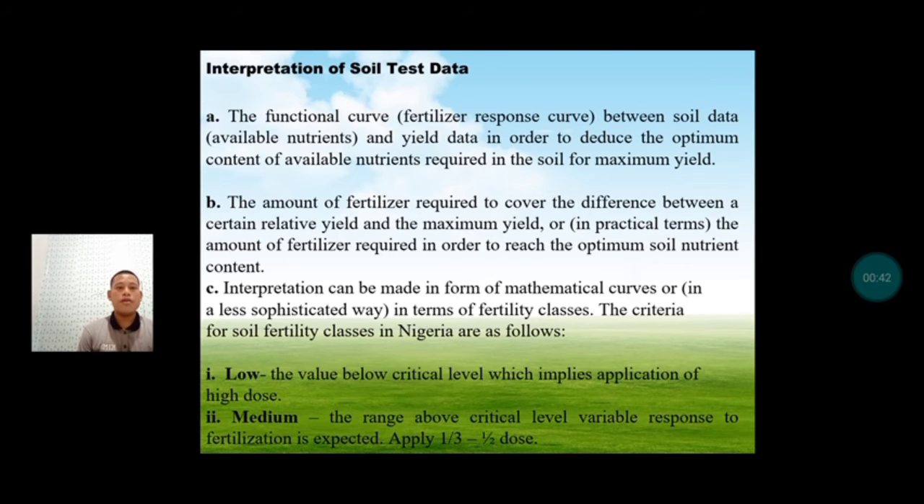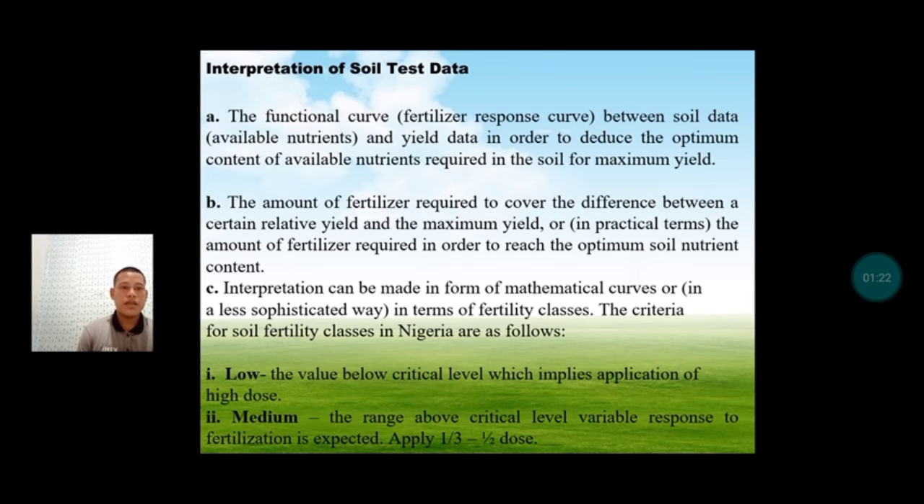B. The amount of fertilizer required to cover the difference between a certain relative yield and the maximum yield, or in practical terms, the amount of fertilizer required in order to reach the optimum soil nutrient content. So it means that fertilizers are very important to soil because the plants depend on the soil nutrients, and we use the plants to compare the result of harvest in the end using the same crops, to reach a better harvest.